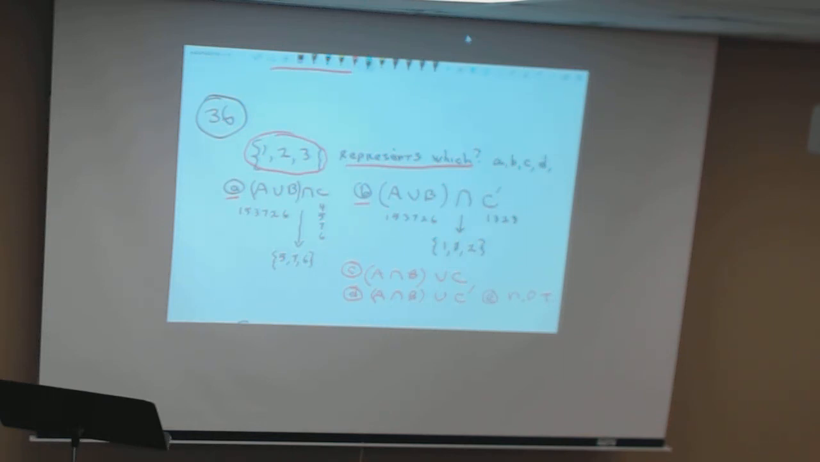What's A union B? Look at the picture. A union B: 1, 5, 7, 3, 2, 6. Where does that intersect with C? C is 4, 5, 7, 6. Where do those intersect? 5, 7, 6.